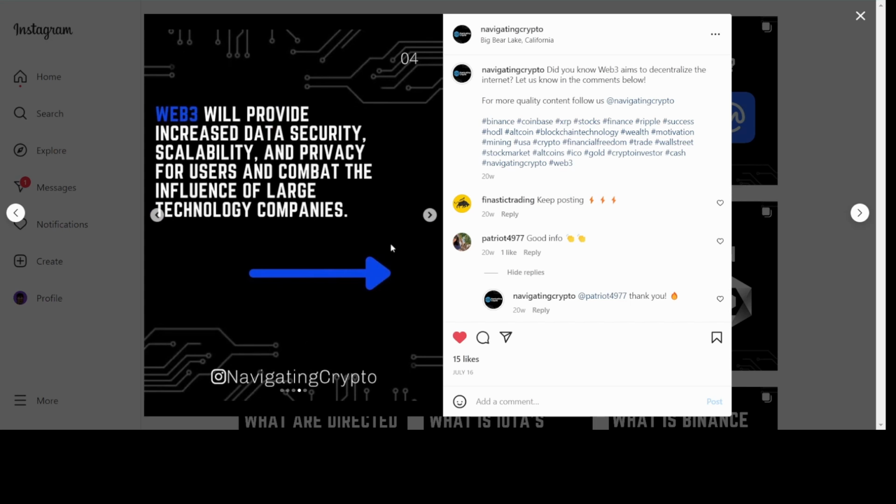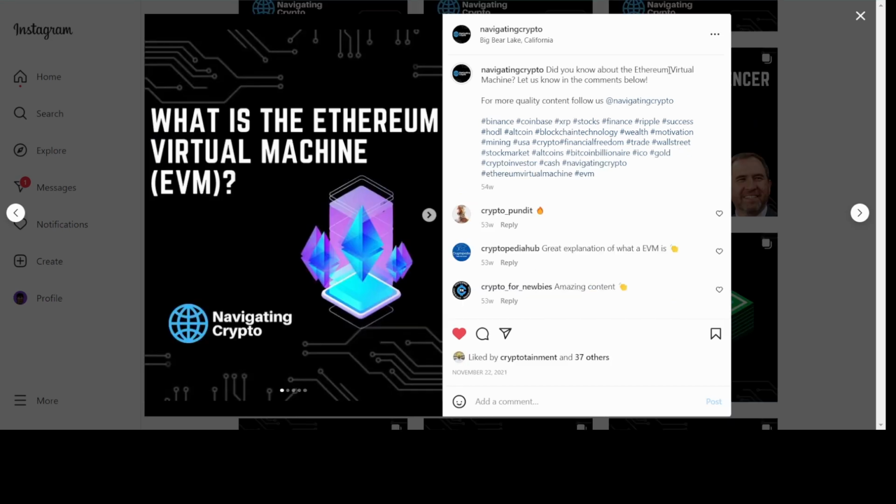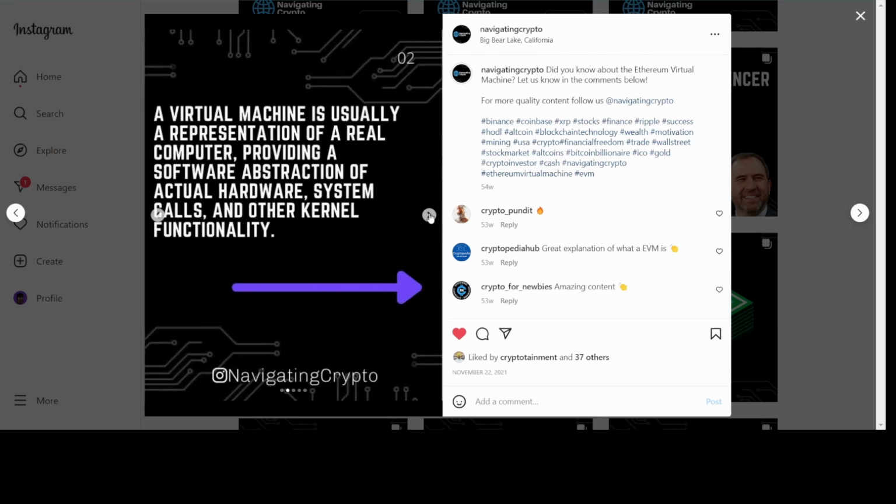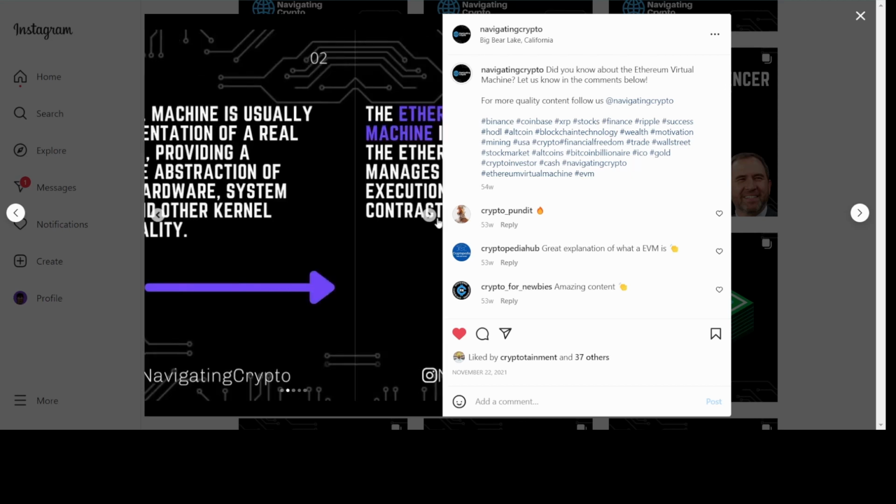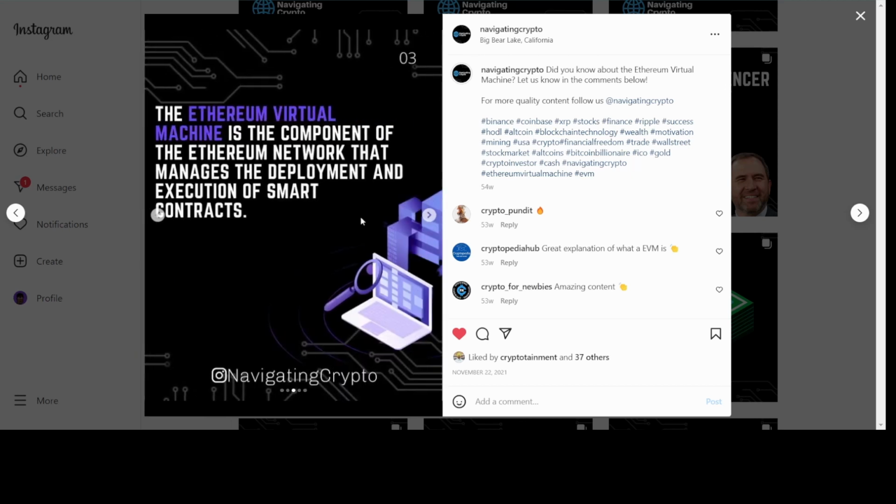So overall, Web3 will provide increased data security, scalability, and privacy for users to combat the influence of large tech companies. So all these systems and functions are possible because of the Ethereum virtual machine. And the Ethereum virtual machine is a representation of a real computer that gives functionality to the whole network. This is a component of the ETH network that manages the deployment and execution of smart contracts.